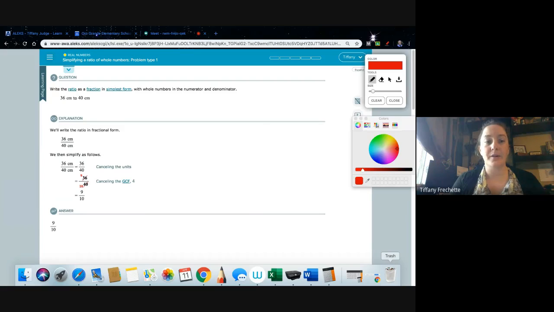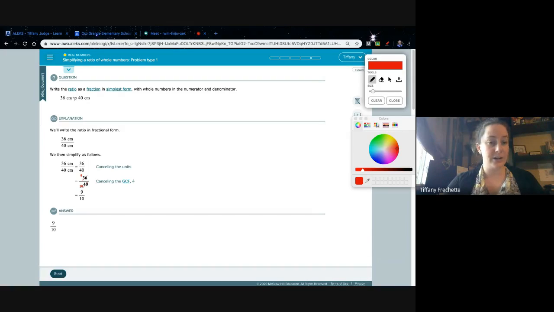Simplifying a ratio of whole numbers, problem type 1. Write the ratio as a fraction in simplest form with whole numbers in the numerator and the denominator. So it says 36 centimeters to 40 centimeters. When we rewrite this as a fraction, the "to" is the fraction bar. The first number, 36 centimeters, goes on top. The second number, 40 centimeters, goes on the bottom.